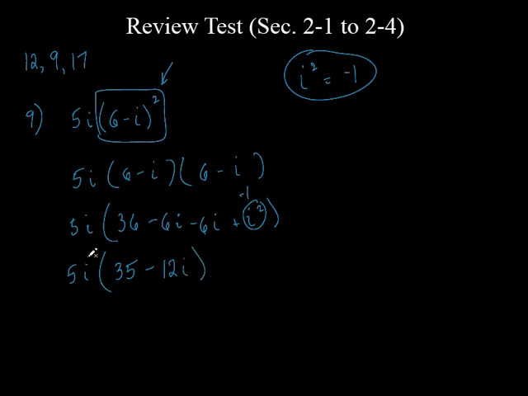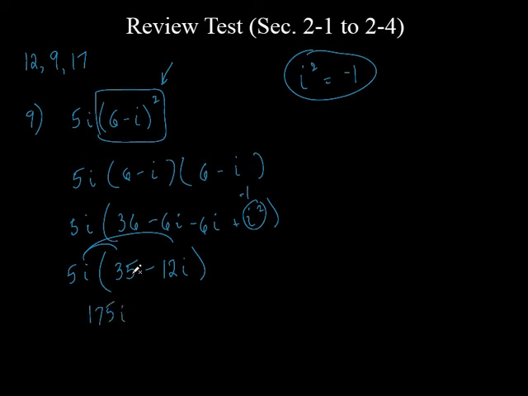Now, what have I been saying about this 5i? Wait to the very end. Now we're at the very end, aren't we? Now I've simplified everything in that parentheses. Now I can take this 5i and multiply it through and distribute it. So what's that? 35 times 5 is 175.